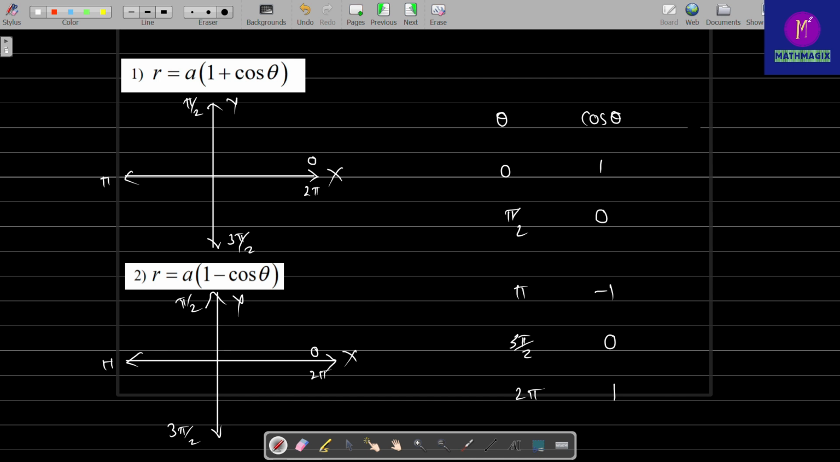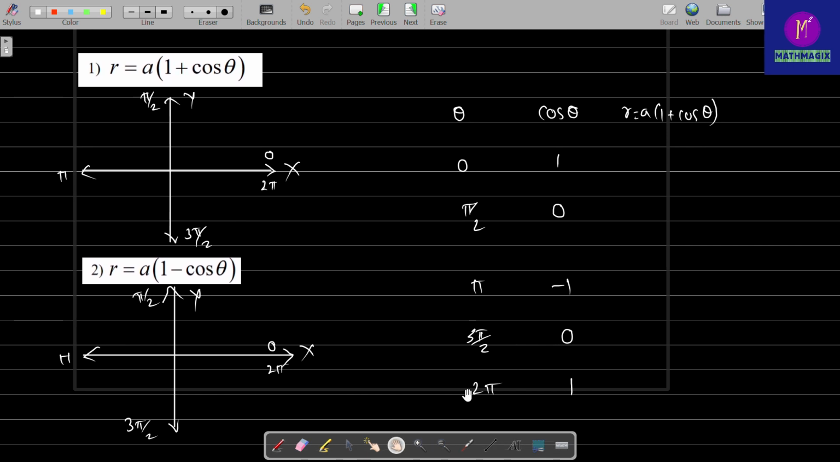So the first curve r equals a into 1 plus cos theta. Let us see what will be the value of this r in this case. So whenever cos theta is 1, r is 2a. Whenever cos theta is 0, r is a. Whenever it is minus 1, r will be 0. For cos theta 0, r is a again. And for cos theta 1, r is again 2a.